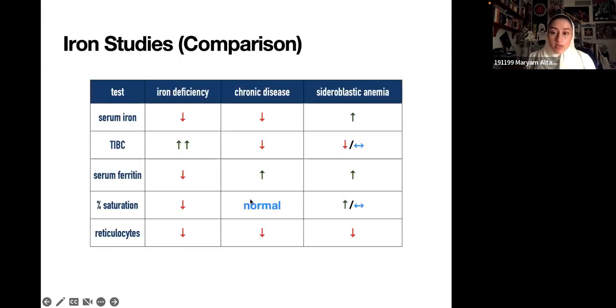So again, in the table that I'm going to send you guys, I have this sub-table because it's very important for you guys to differentiate. So iron, TIBC, ferritin, percent saturation, and reticulocytes are very important when you're looking at a CBC, right? And when you're doing iron studies in order to differentiate the various causes of anemia. So this is just a visual representation so that you know in each type of anemia what happens. Sideroblastic anemia, I put in like the extra slides. So if you guys want to learn more about it, it's there.